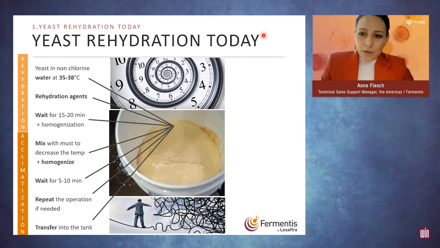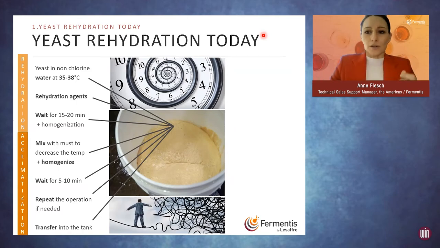Often it comes with recommendation to be used with different rehydration agent that could help with rehydration. You wait for 15, 20 minutes. You do a gentle homogenization. And then potentially you can pitch the yeast, or you can add an extra phase. Some winemakers do it, some don't. Acclimatization, where you start adding some of the must into your yeast culture. You add half of the volume from the must. You wait 5 to 10 minutes, and you repeat the operation until you have less than 10 Celsius difference between your yeast pitch and your tank. And then you transfer into a tank.